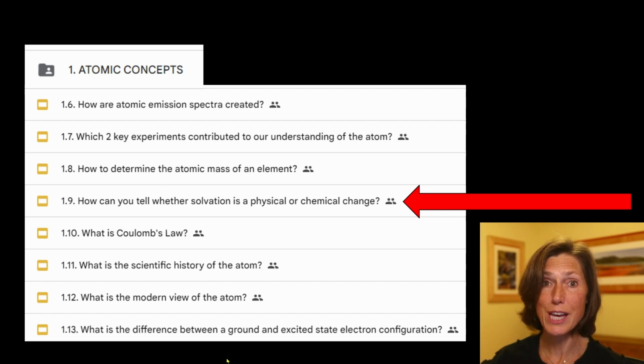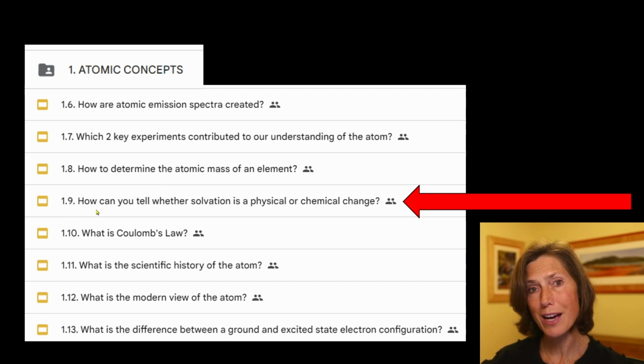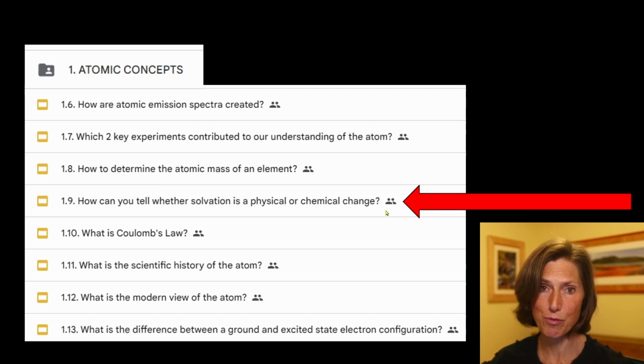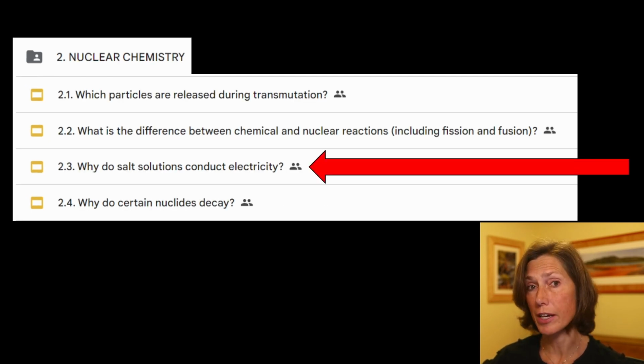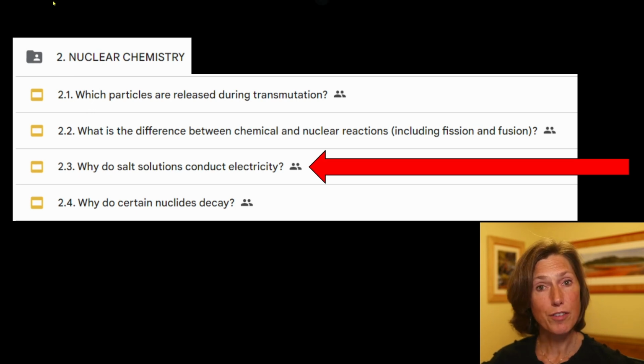Many of them related to the atom. But concept number 1.9, 1 for the unit, 0.9 the number within that unit: how can you tell whether solvation is a physical or chemical change? That's the focus of this second storyline lesson. Besides concepts 1.6 all the way to 1.13, I also started teaching the second unit, which is nuclear chemistry. Of the 4 concepts I covered, 2.1 through 2.4, number 2.3 focuses on why do salt solutions conduct electricity, which is related to the second lesson.